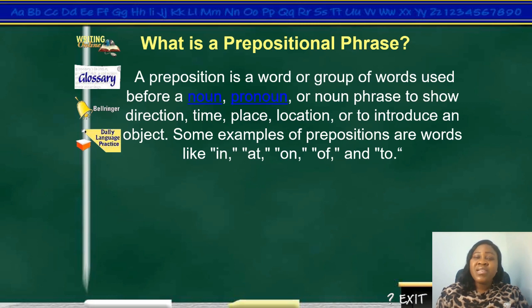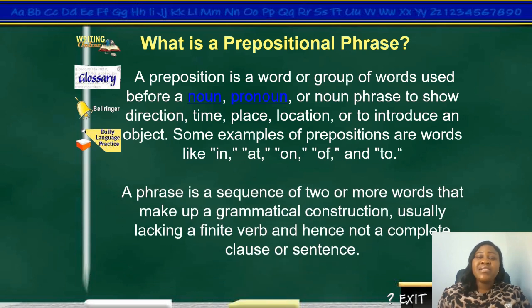A preposition is a word or group of words used before a noun, pronoun, or noun phrase to show direction, time, place, location, or to introduce an object. Some examples of prepositions are words like in, at, on, of, to, through, beside, behind, across, and so on.